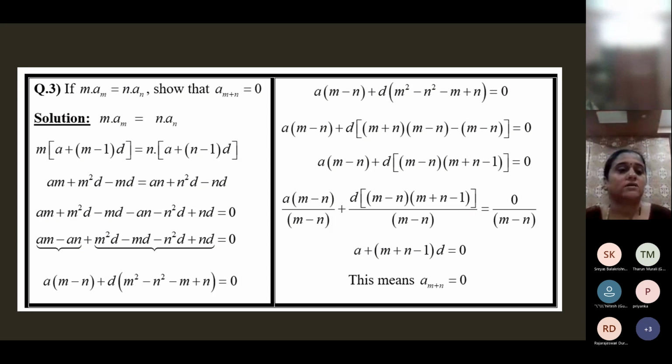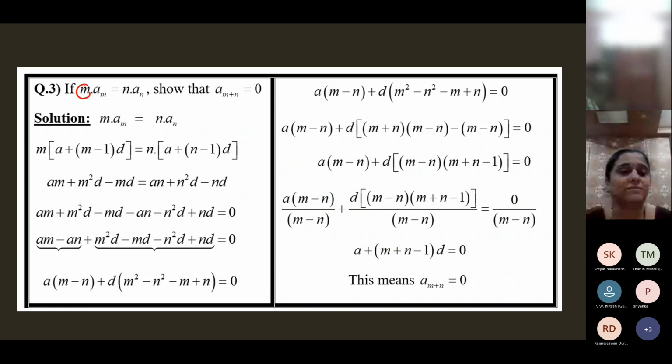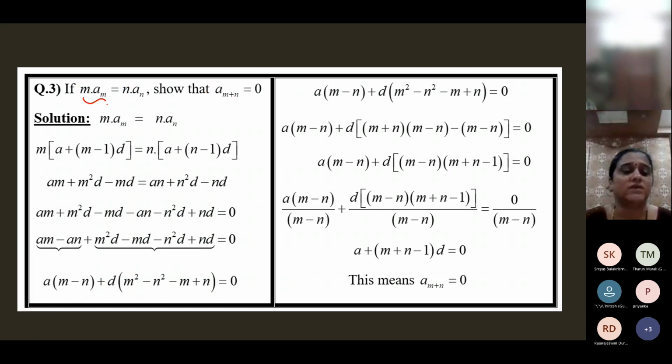All right. So here I told you in the last class, if m times the mth term is equal to n times the nth term, show that the m plus nth term is 0. That is what is given to us symbolically. M times the mth term is equal to n times the nth term. If this is given to you, if this is true, then show that the m plus nth term is 0. So we work the given condition. We are given this one. M times mth term is equal to n times nth term.